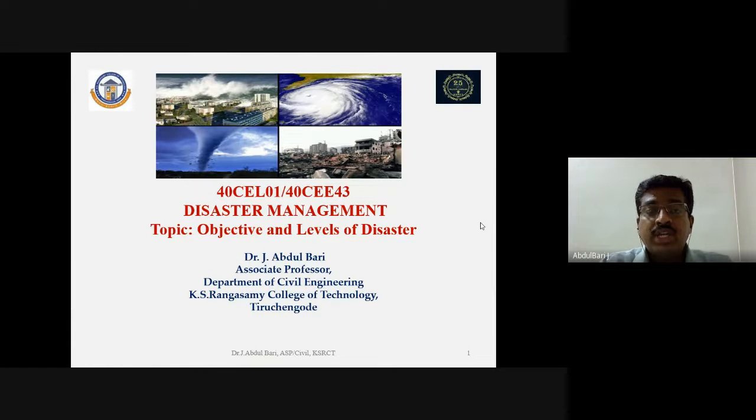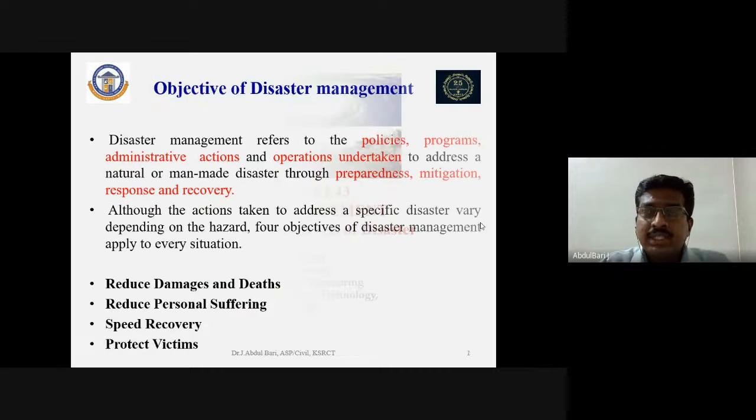Today we are going to see the topic of objectives and levels of disasters in disaster management. Actually, we have seen what a disaster is, what the types of disasters are, and what the types of vulnerability are. We have also seen the major disasters that have occurred in India. As a recollection, disasters in India occur mostly in the northeastern region, hilly regions, and southern regions; everywhere disasters occur frequently because of climatic changes.